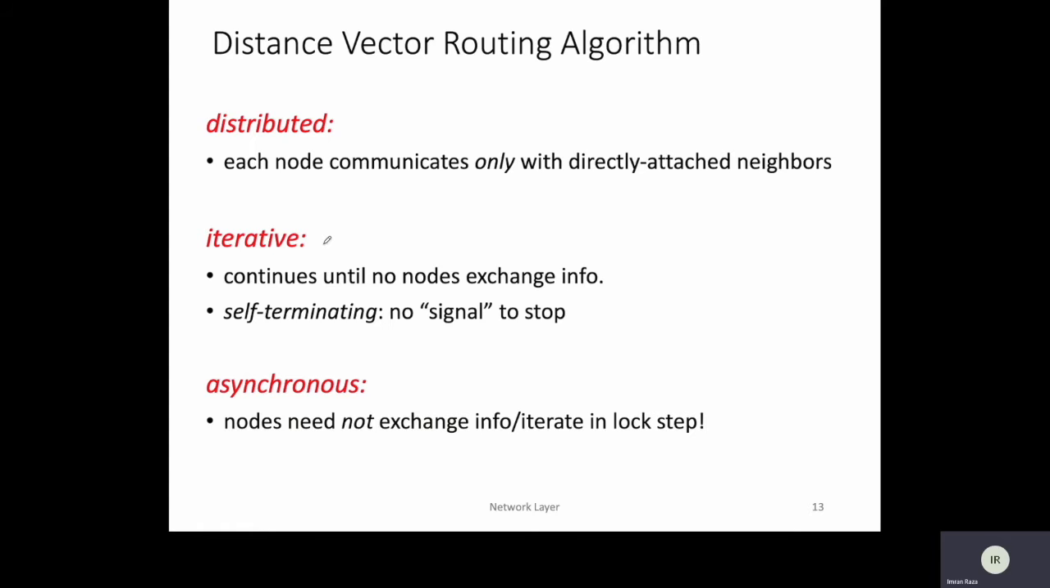So this distance vector routing algorithm is distributed, meaning every node communicates only with the directly attached neighbors. It's iterative. There is no stop signal here, so it continues until there is no node to exchange information. Basically, we always stay in a loop and wait for a link cost change, which we'll see in a minute. So it's self-terminating, and the routers or the nodes need not exchange any information.